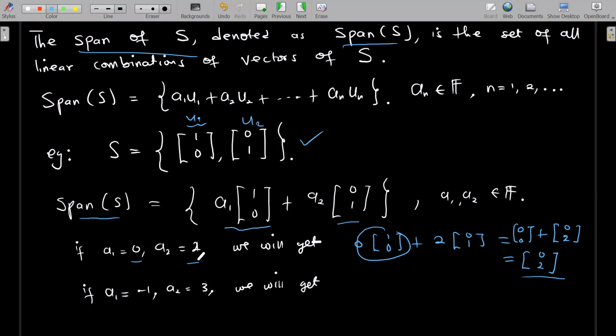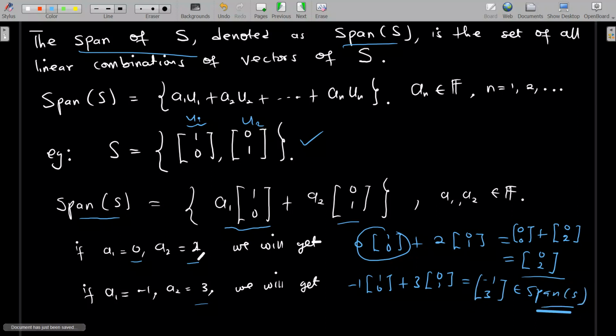So if a1 is negative 1 and a2 is 3, what will you get? You're going to get negative 1 times (1, 0) plus 3 times (0, 1), and this is going to give us (-1, 3). And this belongs to the span of S, right?